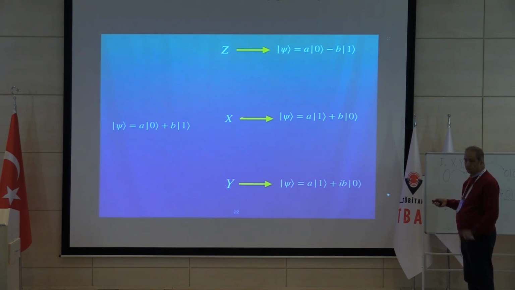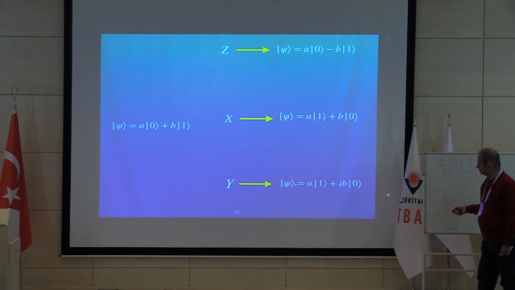How about this one? X flips 0 to 1 and 1 to 0. You agree? And for Y, A1 plus I B0, because Y has an I.